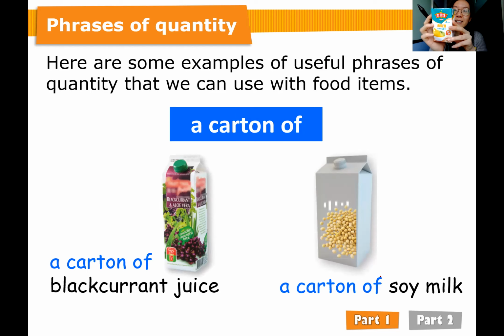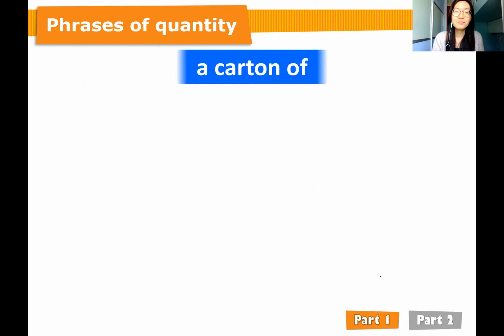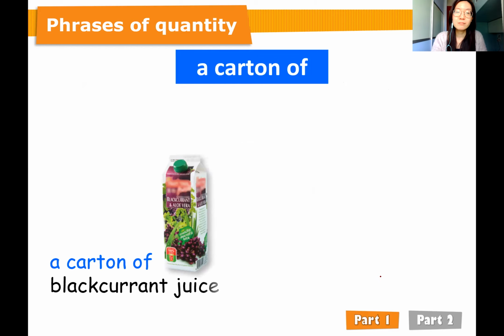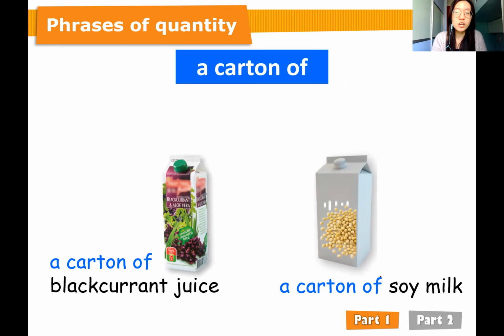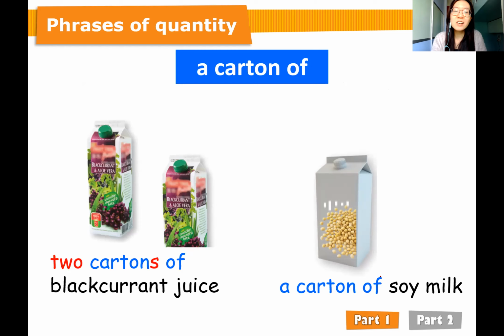Chicken soup. Okay, a carton of chicken soup. Next, a carton of blackberry juice, a carton of soy milk. How about two? 2 cartons of blackcurrant juice.